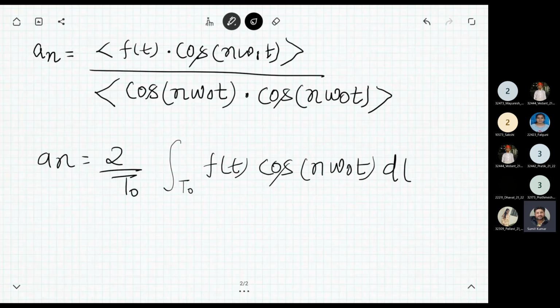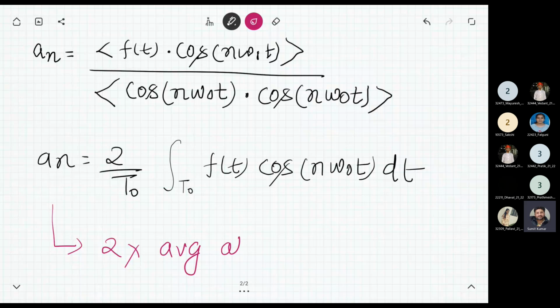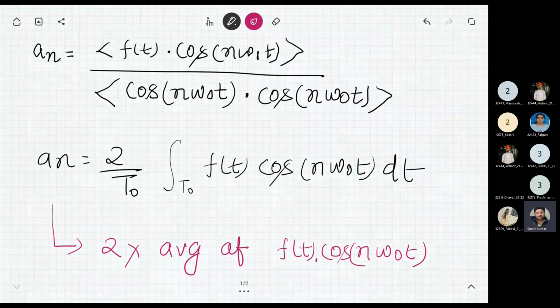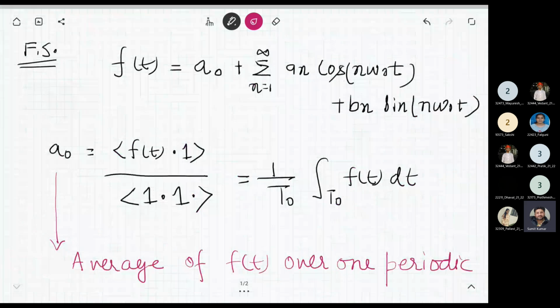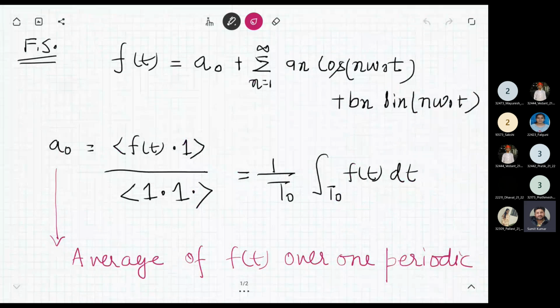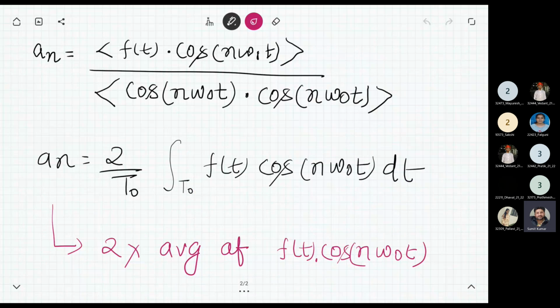So one can regard this a n as 2 times the average of f(t) cos n omega naught t, isn't it? So as you can see, a naught is the average of f(t) over one period, and a n is 2 times the average of f(t) into cos n omega naught t.